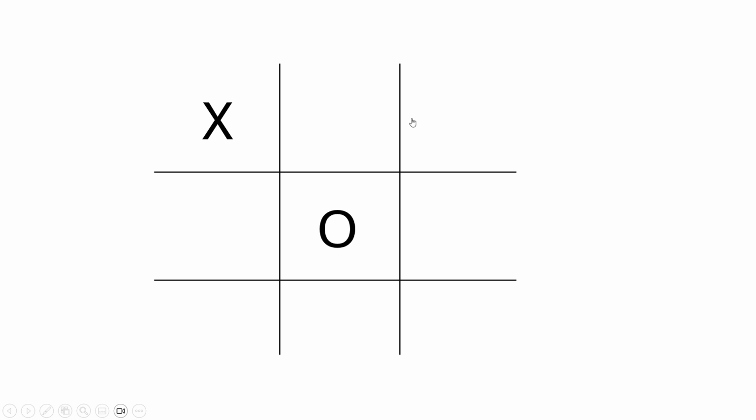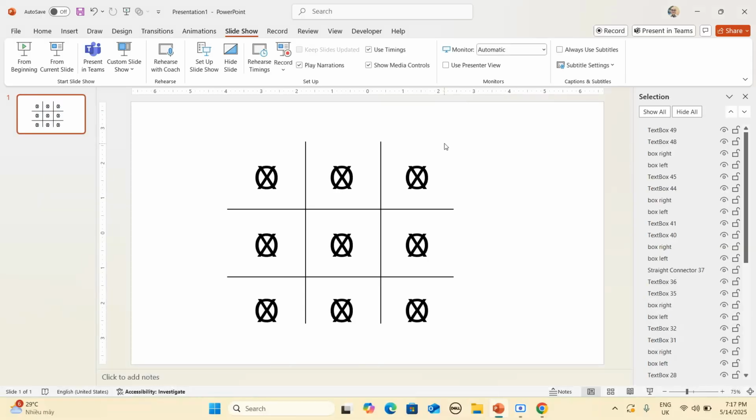If I click on the left box again, I know an X should appear. If I click on the right box, I know the O should appear. So this is very, very nice. We can play a little tic-tac-toe game here. And I've just created this in just a few minutes. Basic entrance animation and a few triggers.